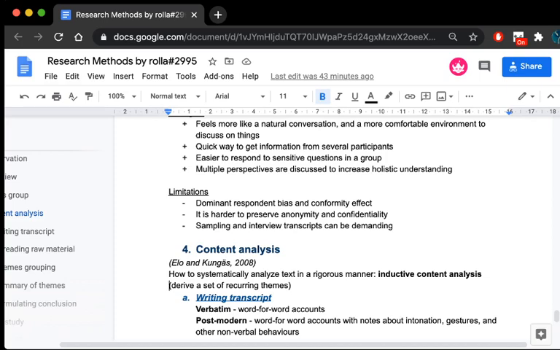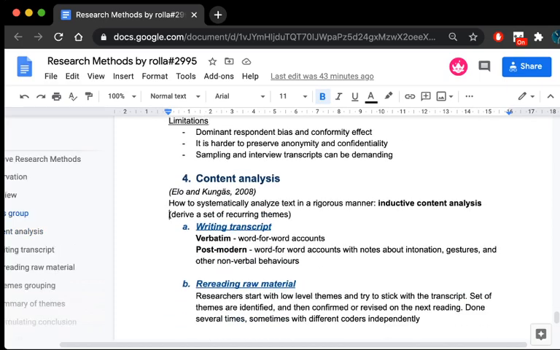Okay, 4, we have content analysis. This is more about how to analyze interviews. Yeah, how to systematically, oh no, it's not just interviews, it's also observation text. This is basically a checklist of how to analyze text in a rigorous manner.